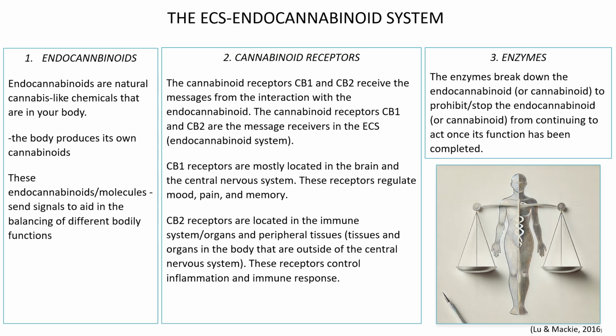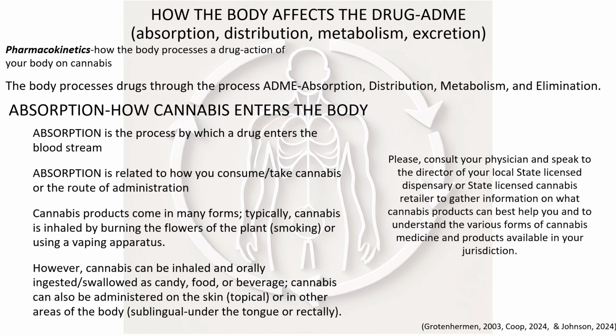And the enzymes simply break down the endocannabinoid or the cannabinoid that you put in yourself to stop it from continuing its action once its function has been completed. And now we will talk about pharmacokinetics, and that is how your body processes a drug, the actions that your body takes on cannabis. And so how our body processes drugs is called ADME: absorption, distribution, metabolism, and excretion or elimination.